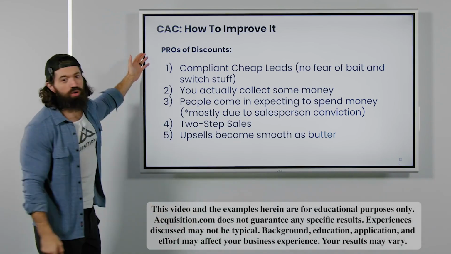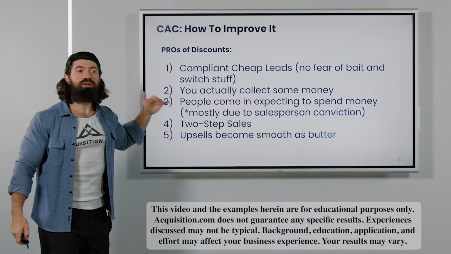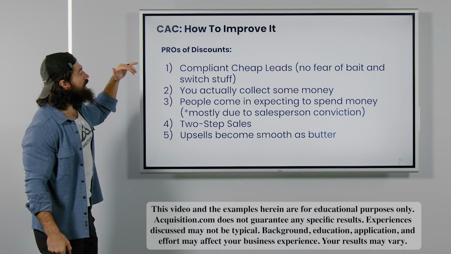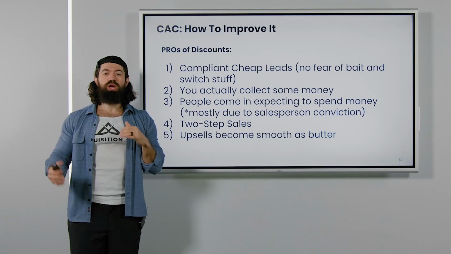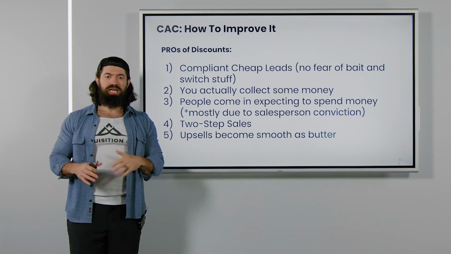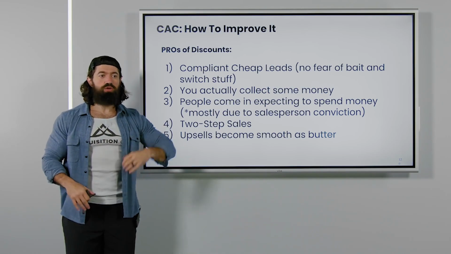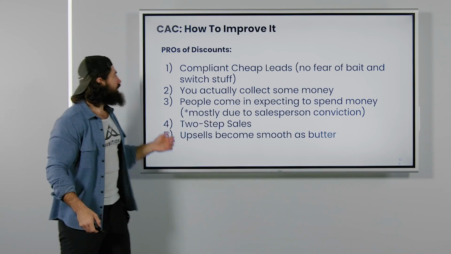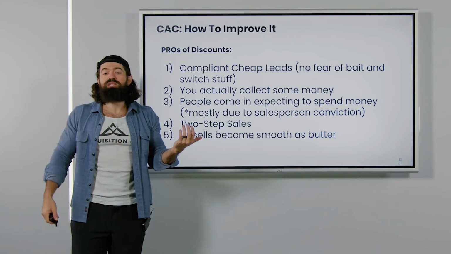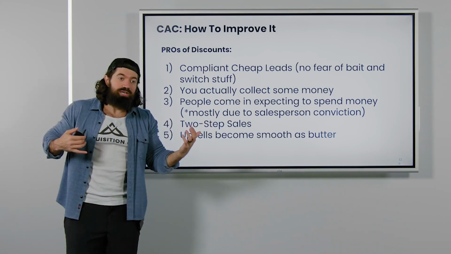So here are the pros of discounts. We talked about the pros of free stuff; here are the pros of discounts. One is that they're compliant for cheap leads, meaning you don't have to worry about anybody saying that you did a bait and switch. If you charge people for stuff, there's really nothing to say about it. Number two is that you can actually collect some money, which is decent. I mean, some money is better than no money.